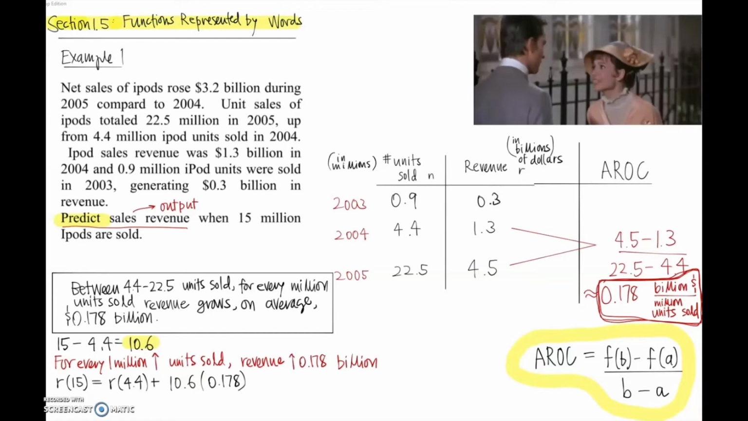So we're asked to predict the revenue when the number of iPods sold is 15. We're going to take the revenue when 4.4 million units are sold and build off of that. We know that it's growing at this rate right here for every million units sold. Between 4.4 and 15, we have 10.6 million units being sold. So we need to multiply these together to catch all of the growth. This is the growth per million, and we have 10.6 million between 4.4 and 15.